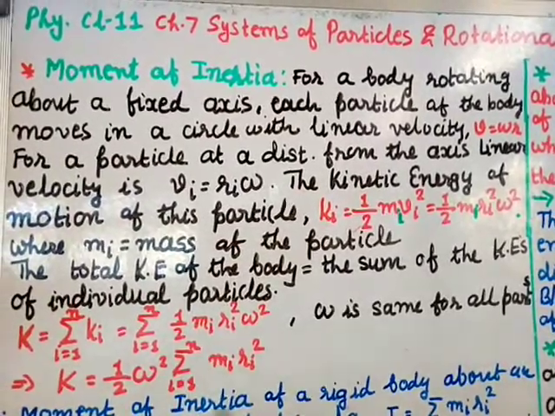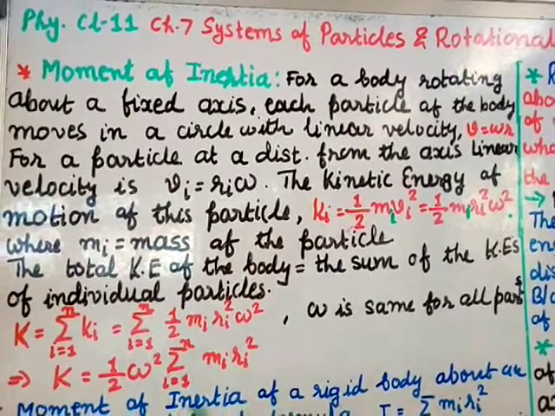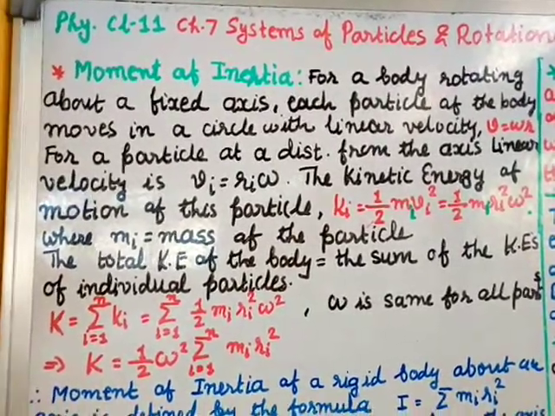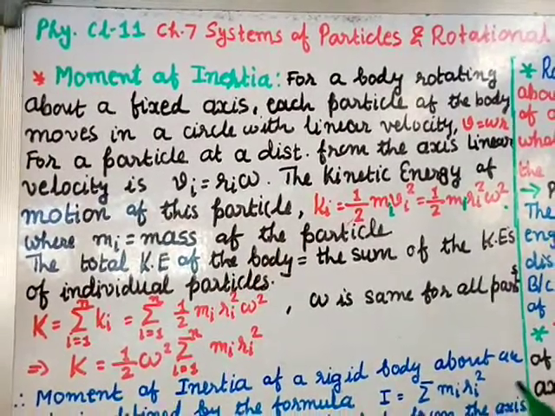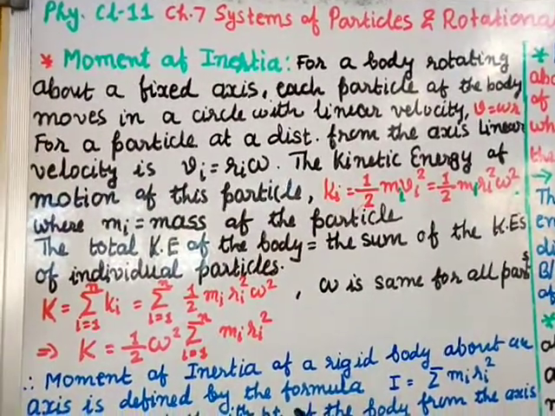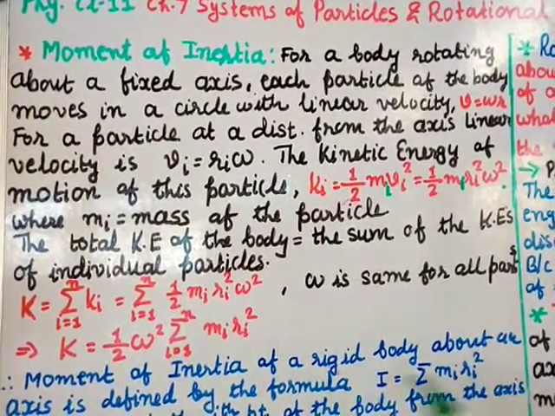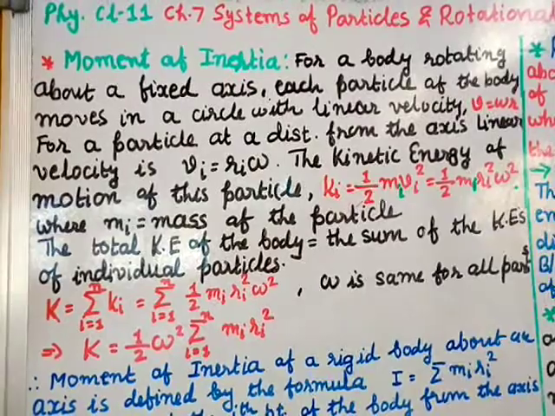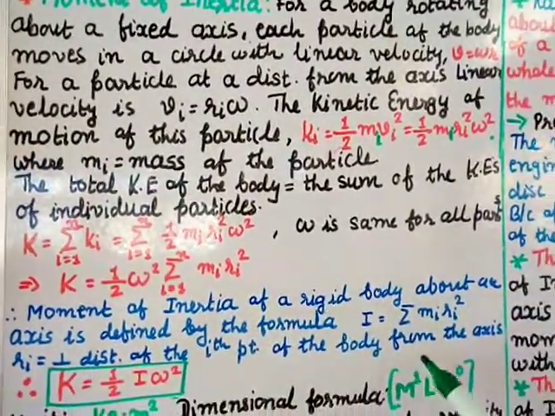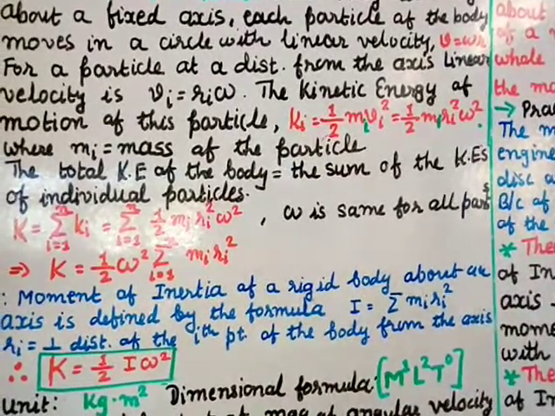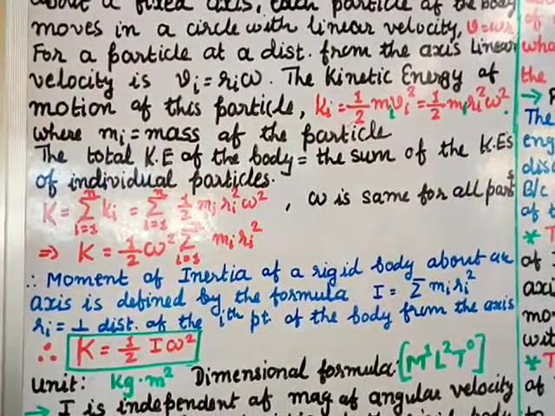This quantity, sigma i equal to 1 to n mi ri square, is called your moment of inertia. Therefore, moment of inertia of a rigid body about an axis is defined by the formula I is equal to sigma mi ri square, where ri is the perpendicular distance of the ith particle of the body from the axis.